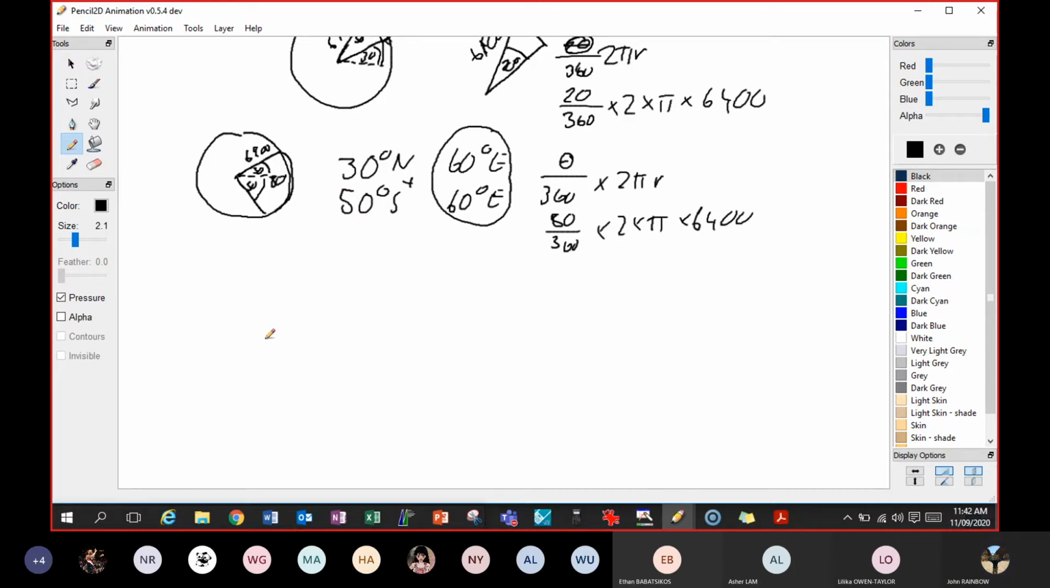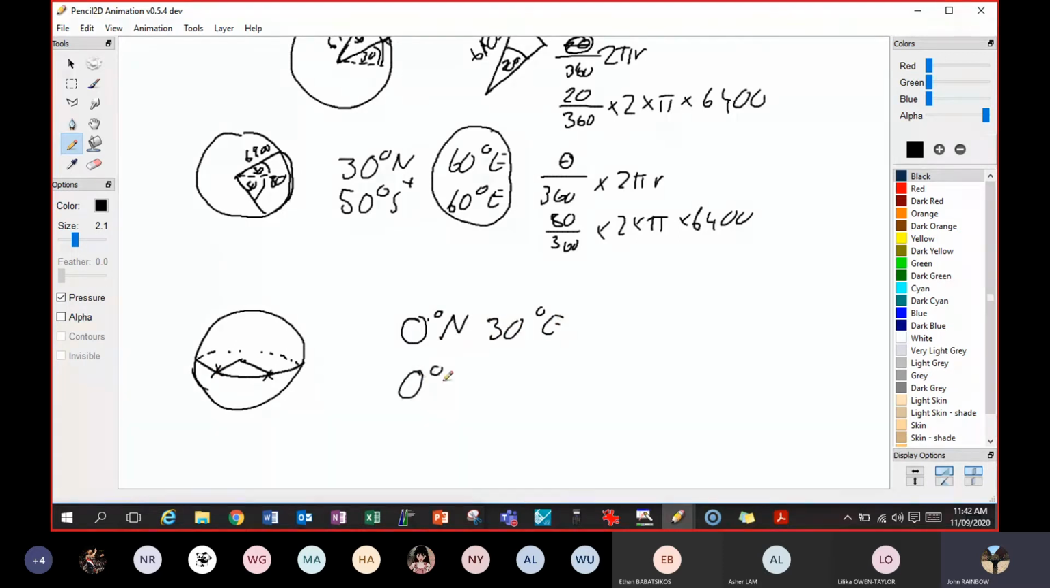So the other one is another longitudinal line. Now there is another longitudinal line which falls on the equator. So what we can do here is, if you've got a point here and a point here, let's just say we've got 0 degrees north and it's 30 degrees east. And let's say we've got 0 degrees north and let's go with 40 degrees west.